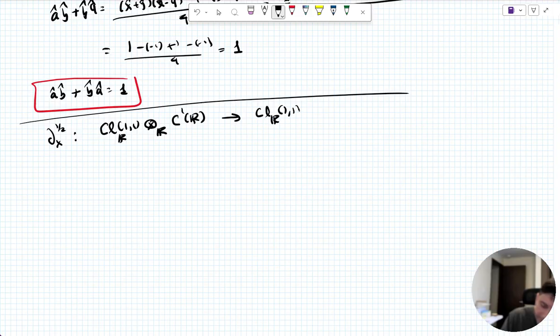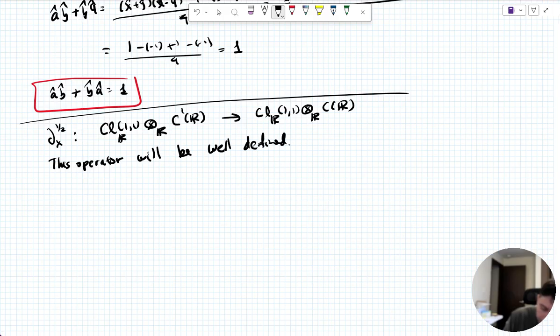So the scalars in this case are going to come from the Clifford algebra. We're extending the real scalars to scalars over the Clifford algebra. The scalars become a Clifford algebra in this case over functions on the real line, right? Now we claim that this operator is well defined. Now that we know, and we're going to show it, right?